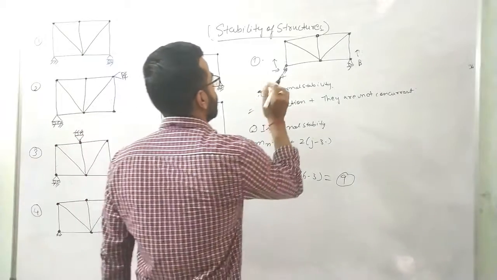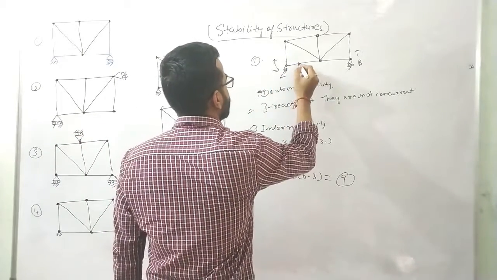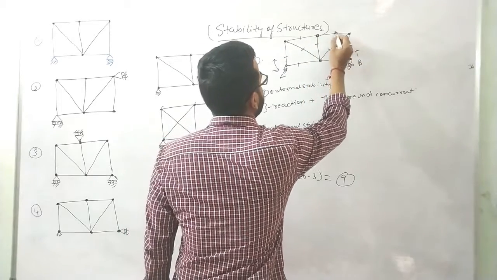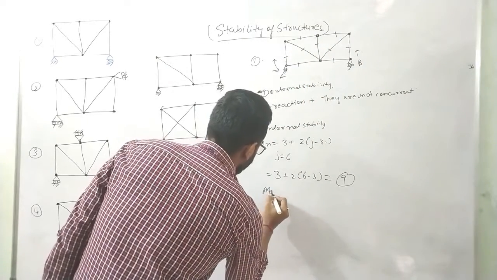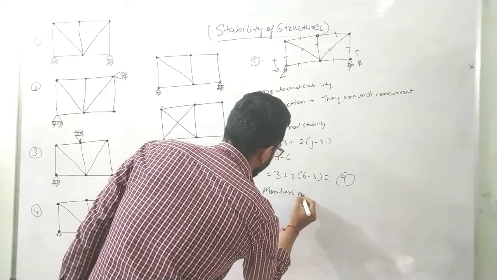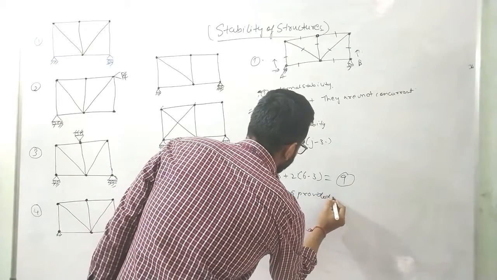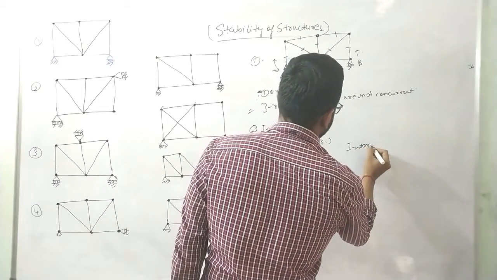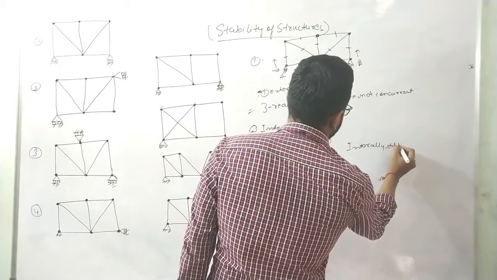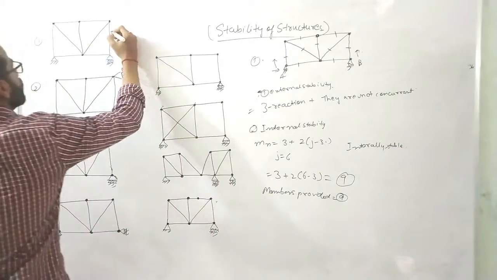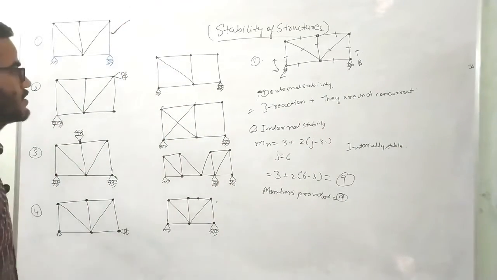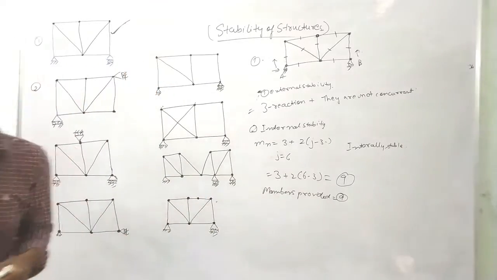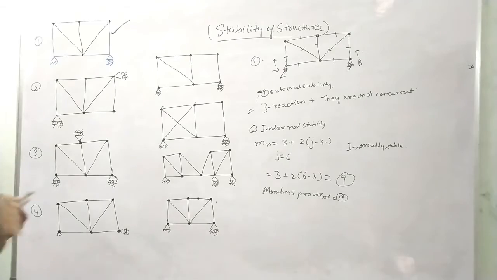So let us check whether 9 members are provided or not. This is 1, 2, 3, 4, 5, 6, 7, 8, 9. So members provided is equal to 9. So internally stable. This structure is both externally stable and internally stable. Next we'll come to the second question.